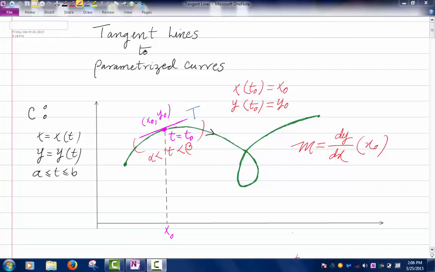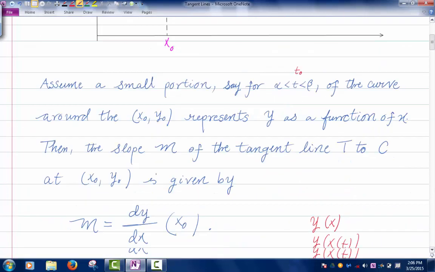And we said the slope will be given by dy dx at x naught. And we said also that the concavity will be given by the second derivative of y with respect to x. Right? That's what's going to give us the concavity. Now, we got two formulas for them.